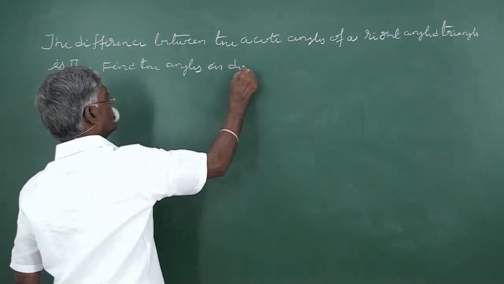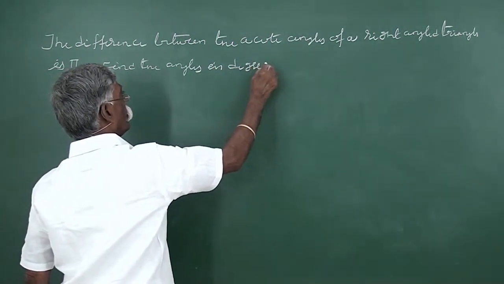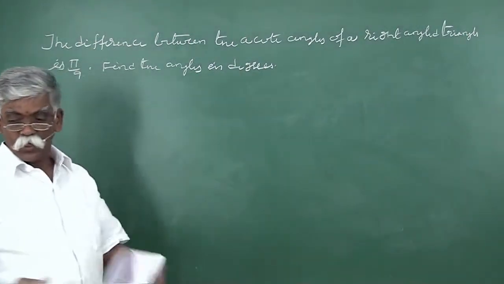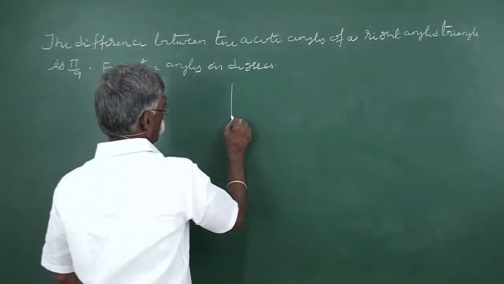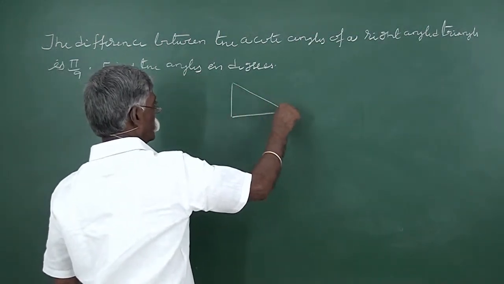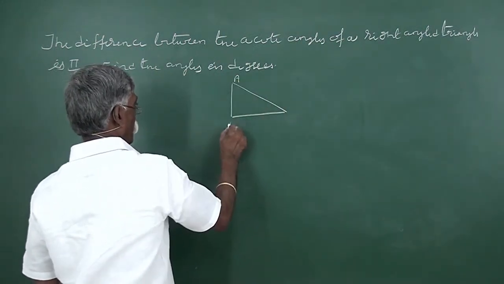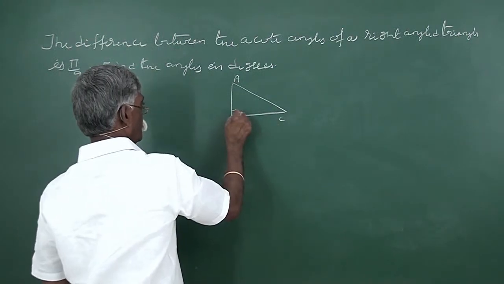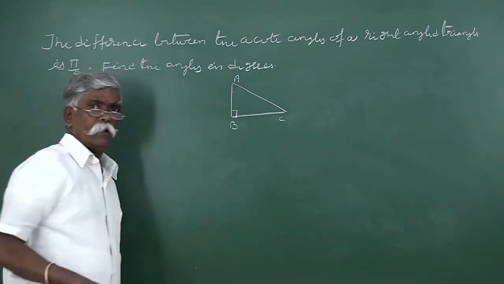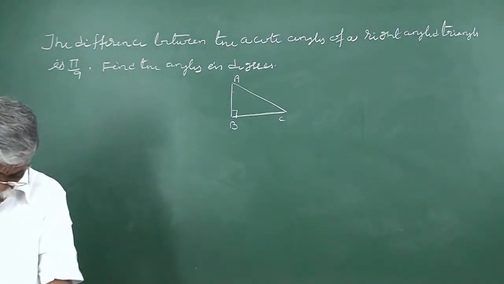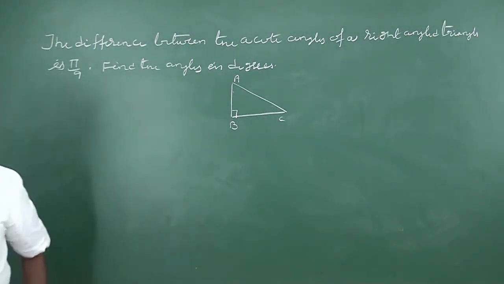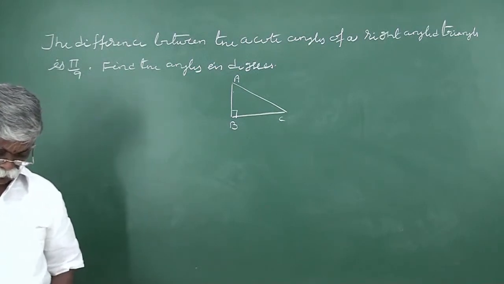in degrees. So in a right angle triangle, basically one particular angle will be 90 and the sum of the other two angles is also 90. So each of them is an acute angle.